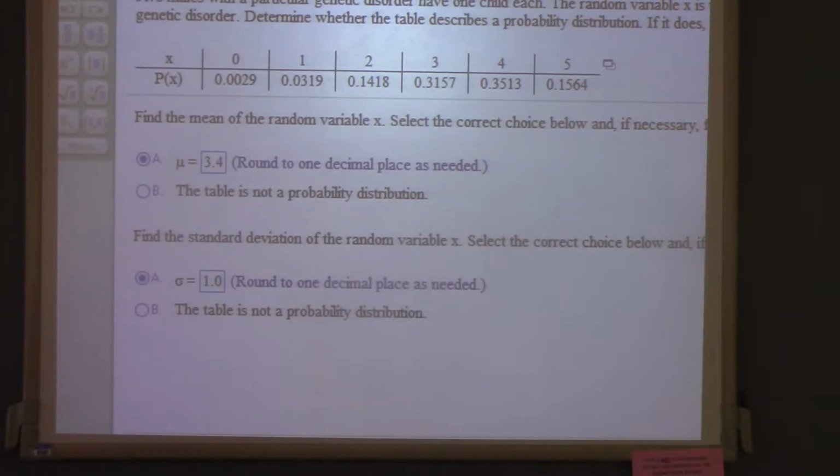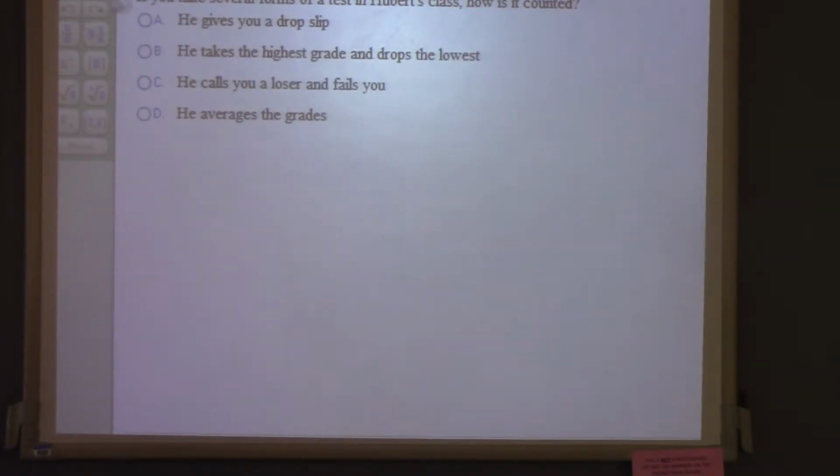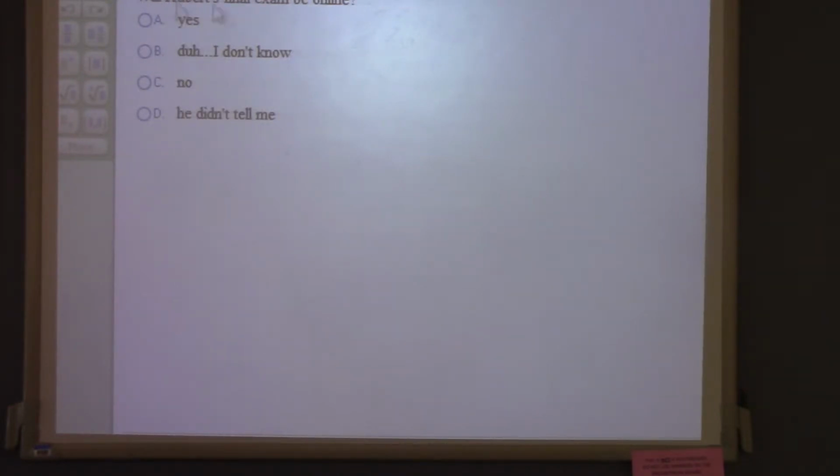Next question. How is each unit test counted? All three forms. What I do with them? I'm thinking C. Just B. Will Hubert's final exam be online?